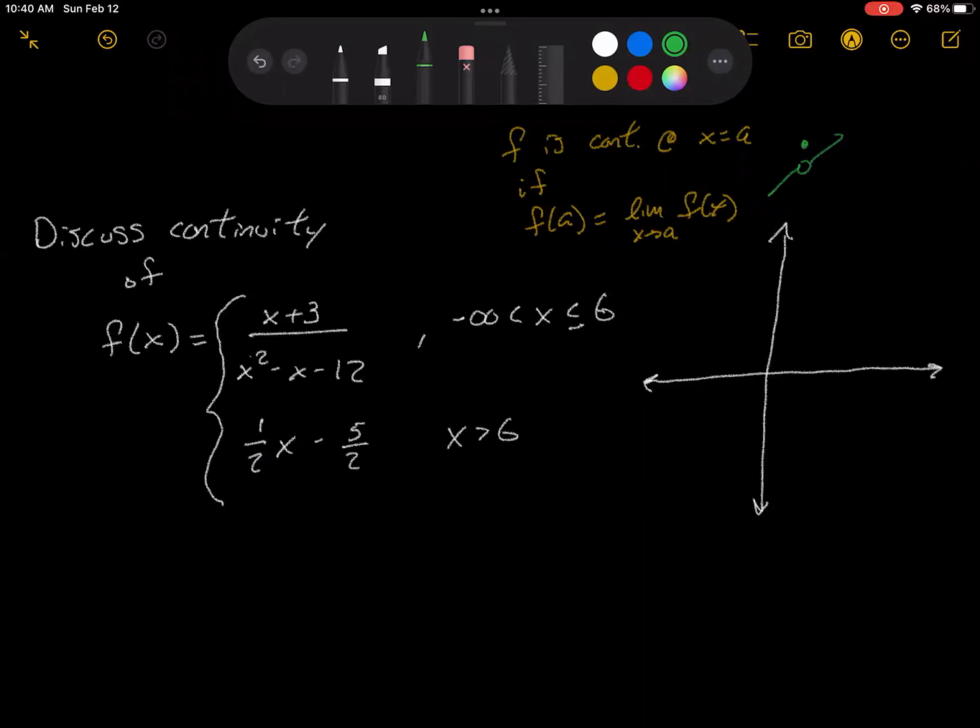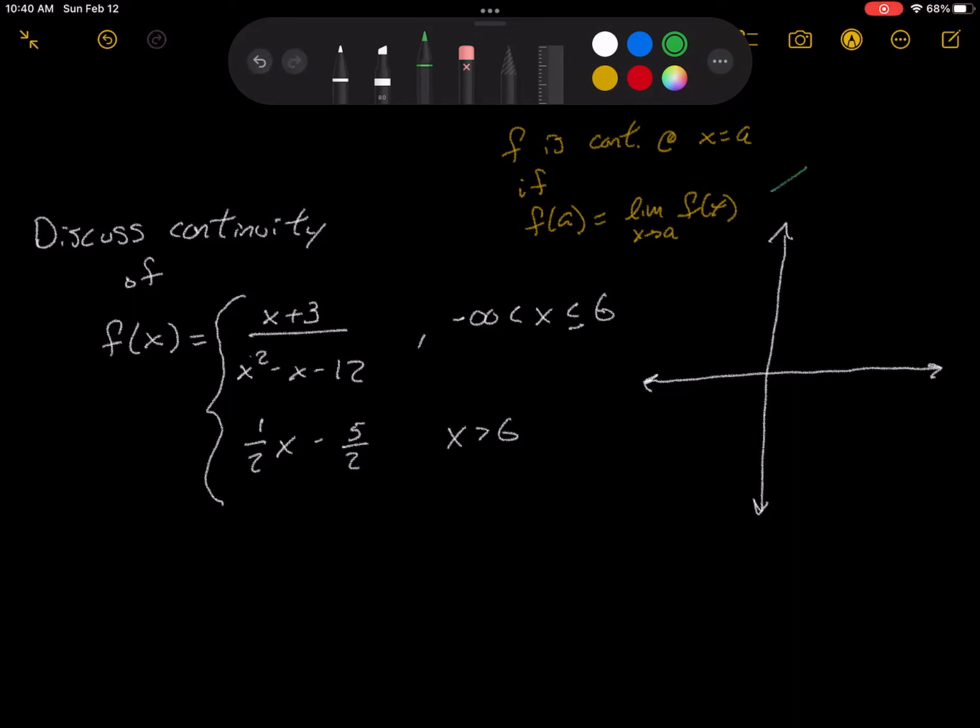It fails in that situation because even though the limit exists, whatever that y value is, it's not equal to your function value. Your function's all the way up here. So we need to avoid situations like that. That's a discontinuity.